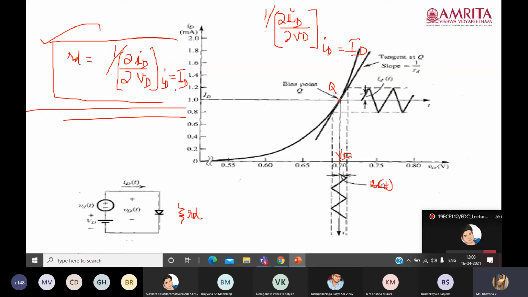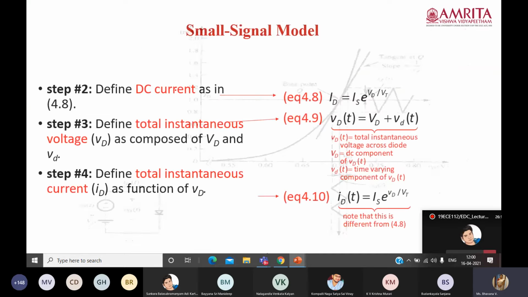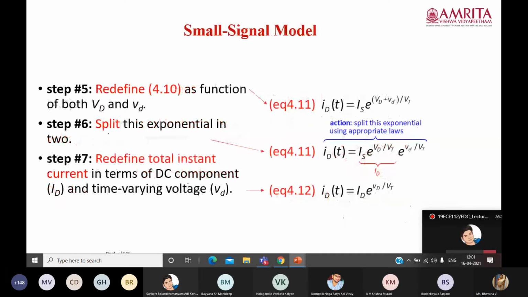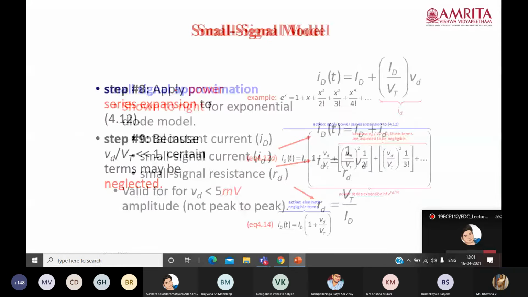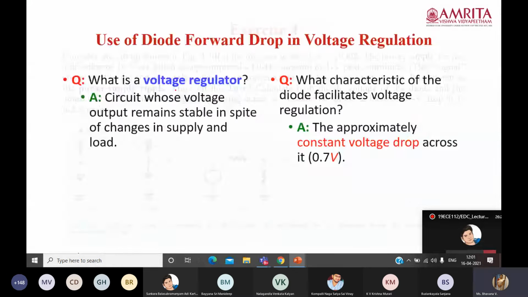Output voltage should be constant in spite of changes in the load current. Next point.